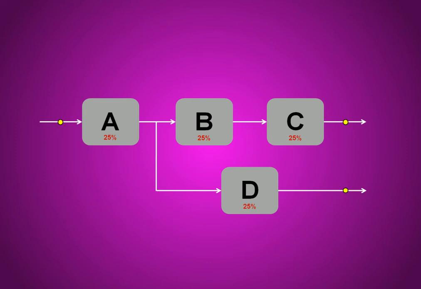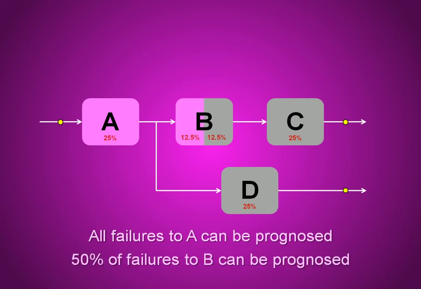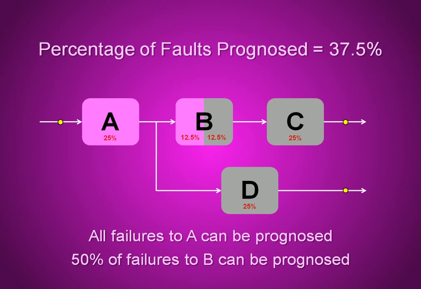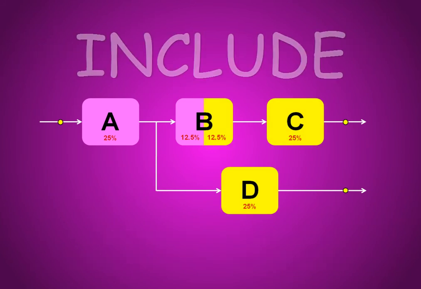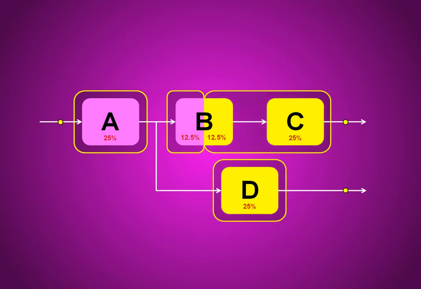Say that sensors have been developed that allow us to prognose all of the failures to box A with 100% confidence, as well as 50% of the failures to box B. If the prognostics were to perform in accordance with these estimates, then we would expect 37.5% of our faults to be prognosed. When we include prognostics in our diagnostic analysis, the fault groups that are identified by prognostics are accounted for in our fault isolation statistics along with the fault groups that result from diagnostics.